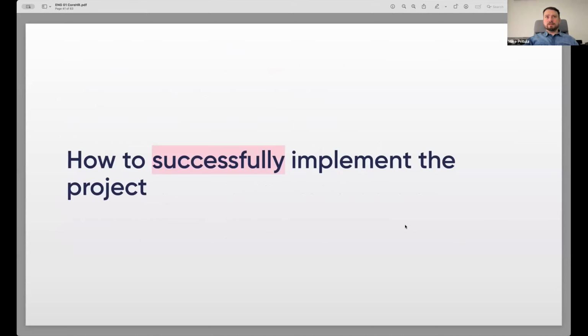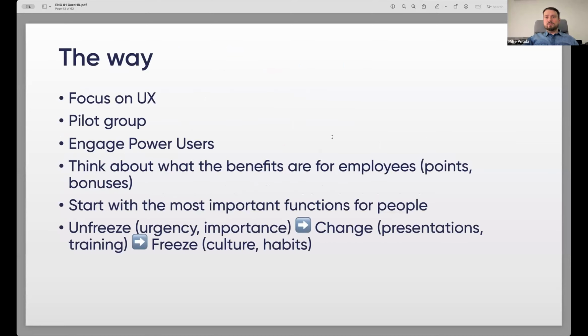How to successfully implement the project? When you implement all these projects, of course, you need to implement this smoothly. So several tips for this. Focus on user experience. Choose the system which is user-friendly, right? Which is not outdated with the interface and the flow.